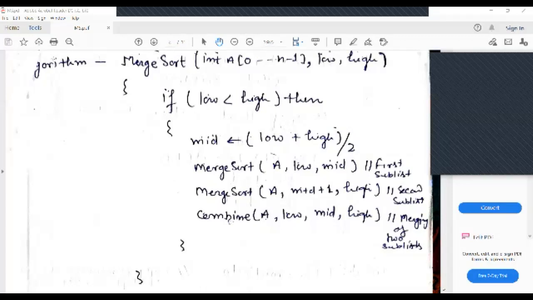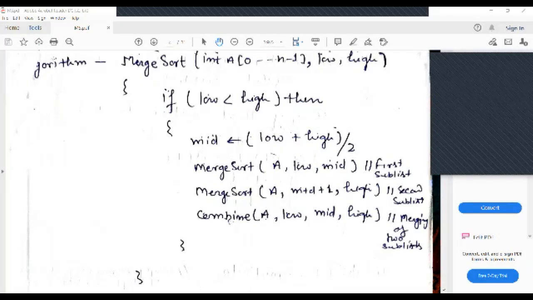Okay, so this is how the merge sort algorithm works. It first checks the condition: if low is less than high, then first calculate the mid. Mid is the floor value of (low plus high) divided by 2. Then, as in binary search, what did you do there? In binary search, you called for either the first half or the second half. But here you will call it for the first as well as the second half.